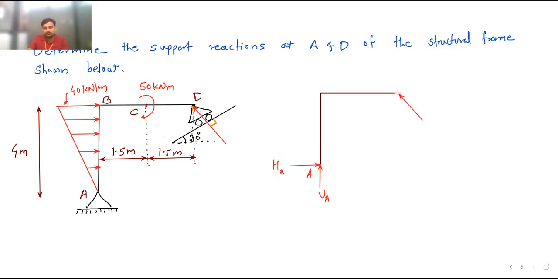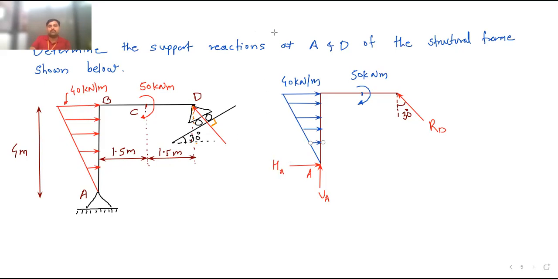So here I will draw it like this. This is the reaction RD, and this angle is 30 degree. This angle is 30 degree, and here is the moment 50 kilonewton meter, and here is the triangular load. So this ordinate is 40 kilonewton per meter. Now this diagram is complete.